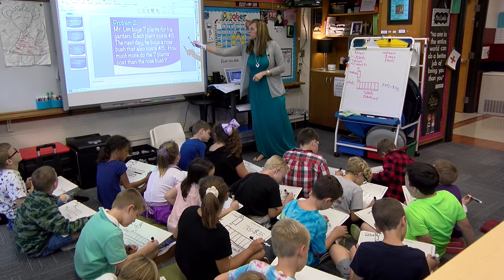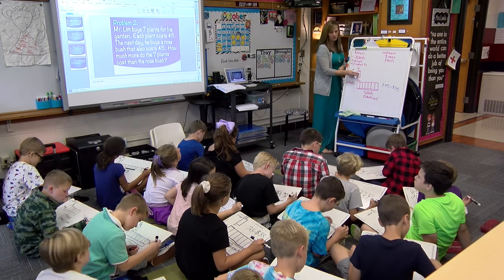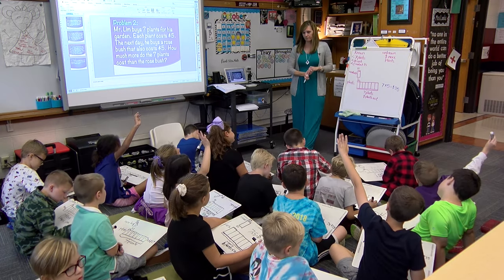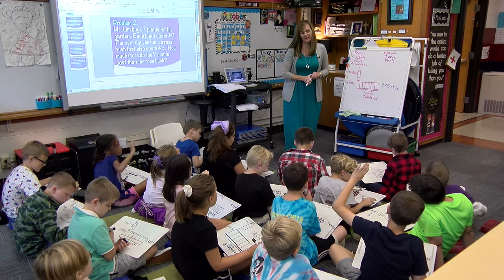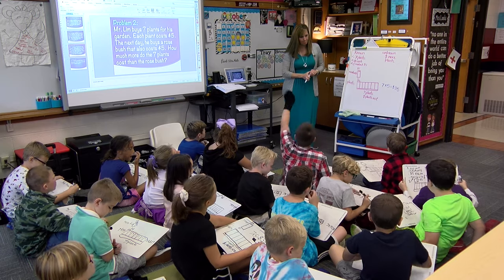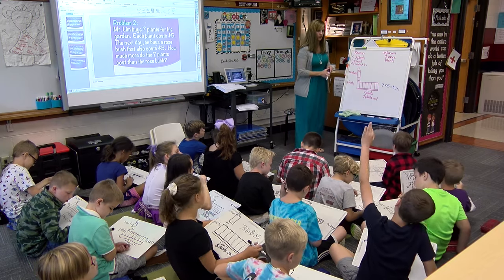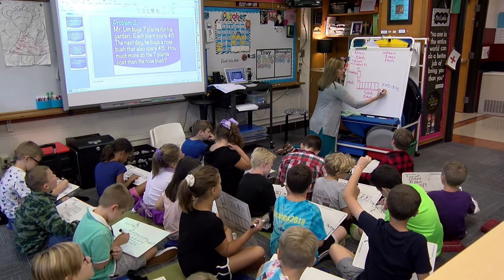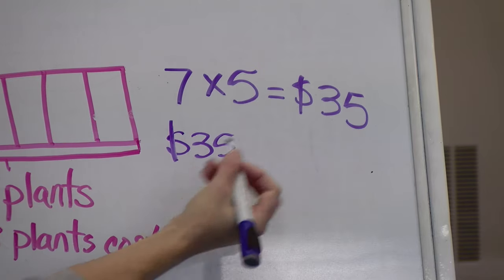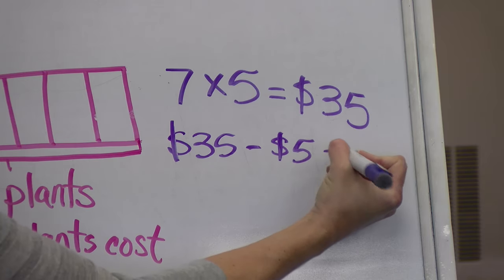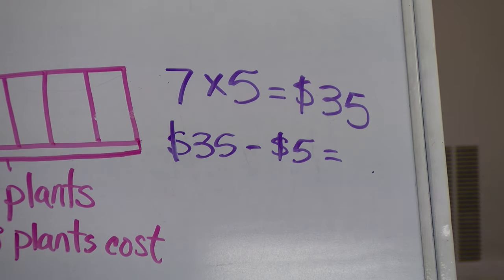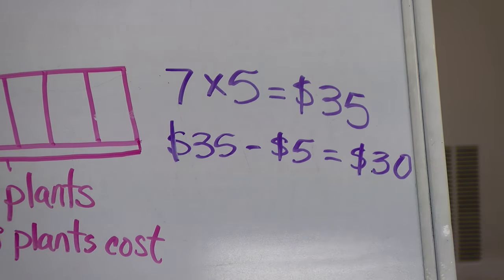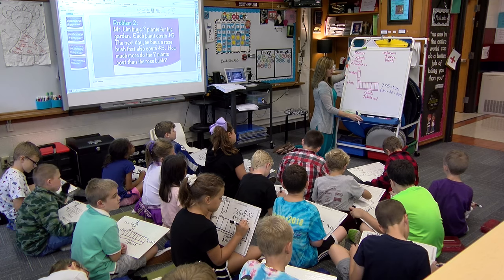So now we need to answer how much more do the seven plants cost than this little rosebush right here? How do you think we're going to figure that out? Caden, what do you think? We could minus and see what... We could subtract. What could I subtract? Five from? From the 35. I think that is an incredible idea. $35 minus $5 would be how much? 35, 30. That's right, just like we skip count going backwards, $30. $35 minus $5 is $30.